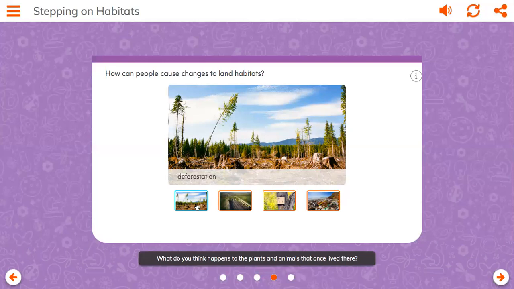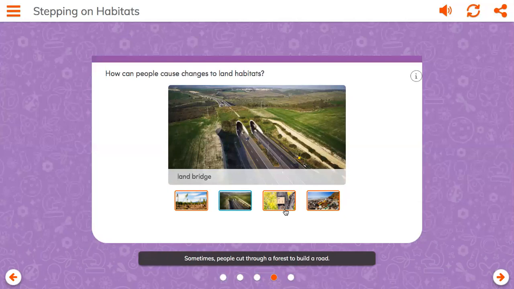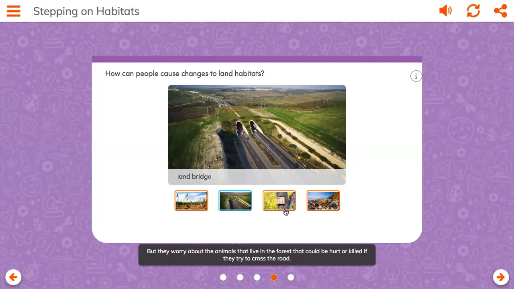What do you think happens to the plants and animals that once lived there? Sometimes people cut through a forest to build a road, but they worry about the animals that live in the forest that could be hurt or killed if they try to cross the road. In some places, people have found a solution. They build land bridges over the roads. The land bridges give animals a safe place to cross.